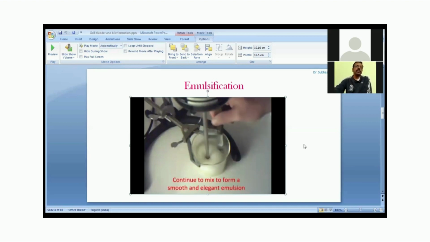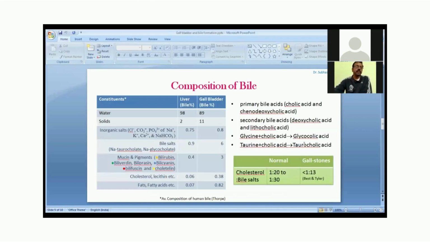So the same thing happens inside our gastrointestinal tract with the use of bile. Bile contains 98% water in liver and 2% solid. Then in gallbladder it is dehydrated. So the water content is reduced and solid content is increased. 89% water remains and solid increases to 11%.